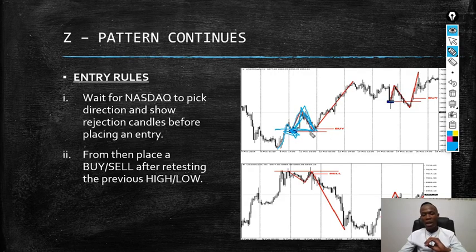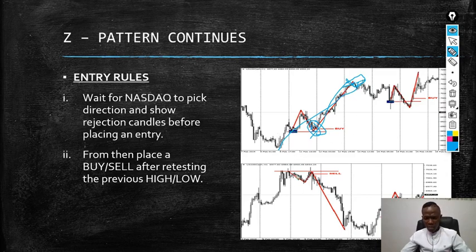As you can see, it's forming a triangle. Now our entry rule: you buy at the retracement of the previous low to place your buy entry. As you can see over here, the market showed us 2 candlesticks, which form a rejection candle, showing us that there are buyers coming into the market. Hence the Z pattern was completed.